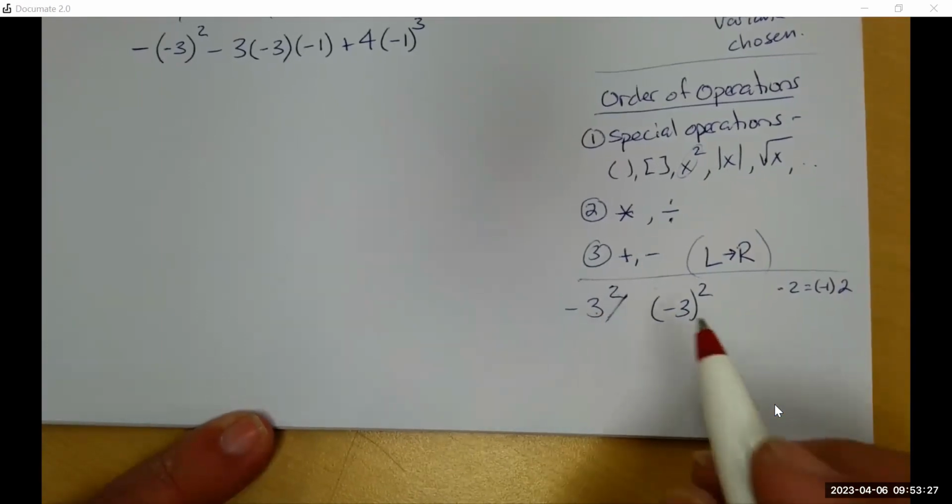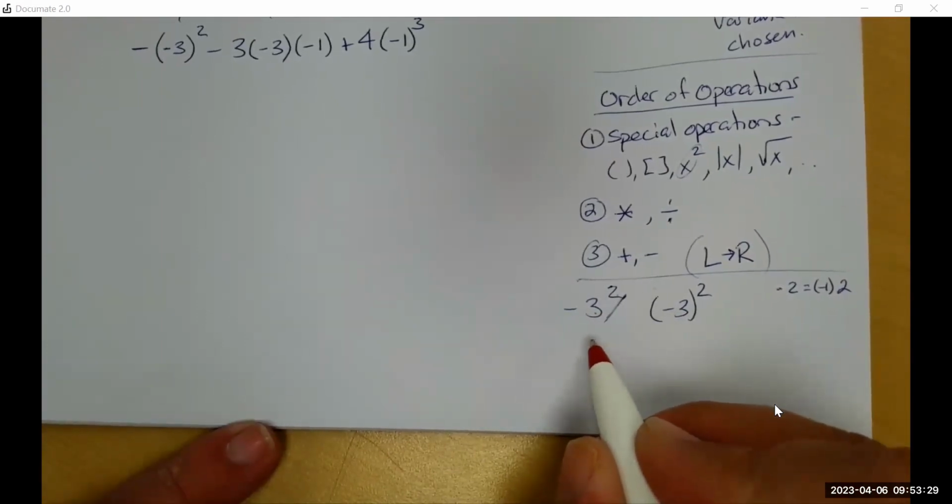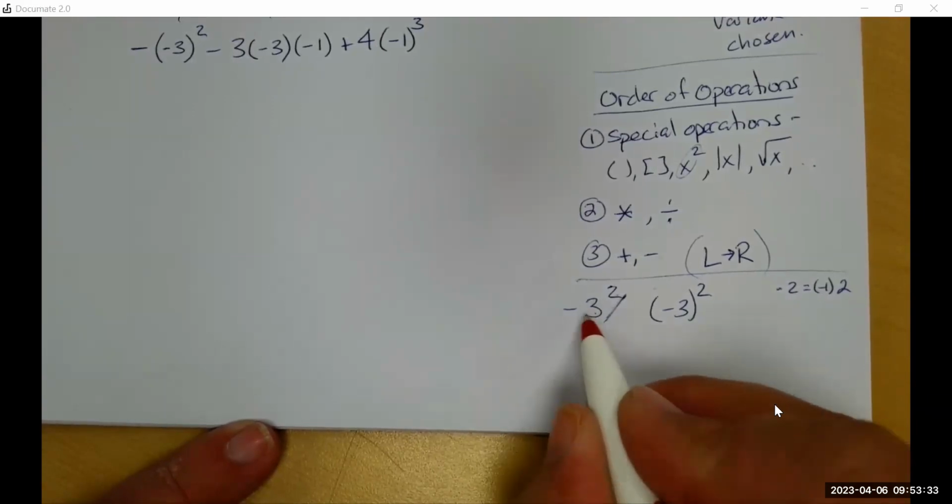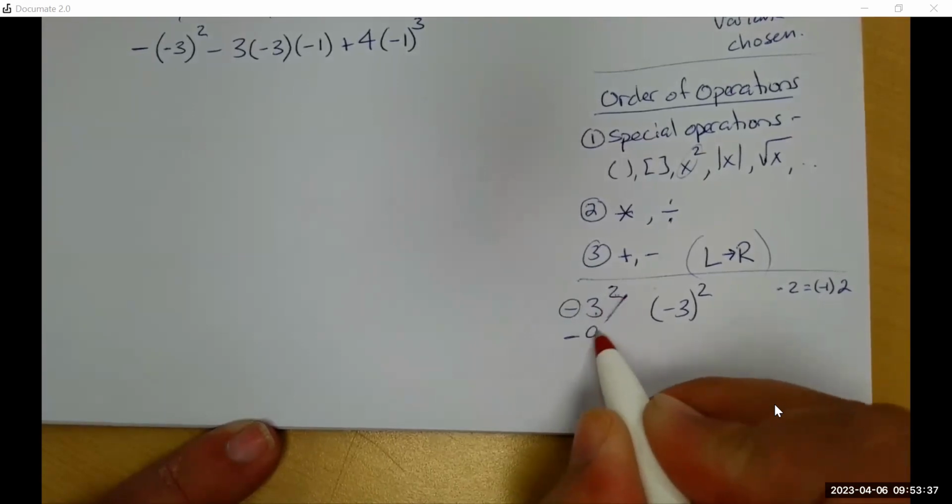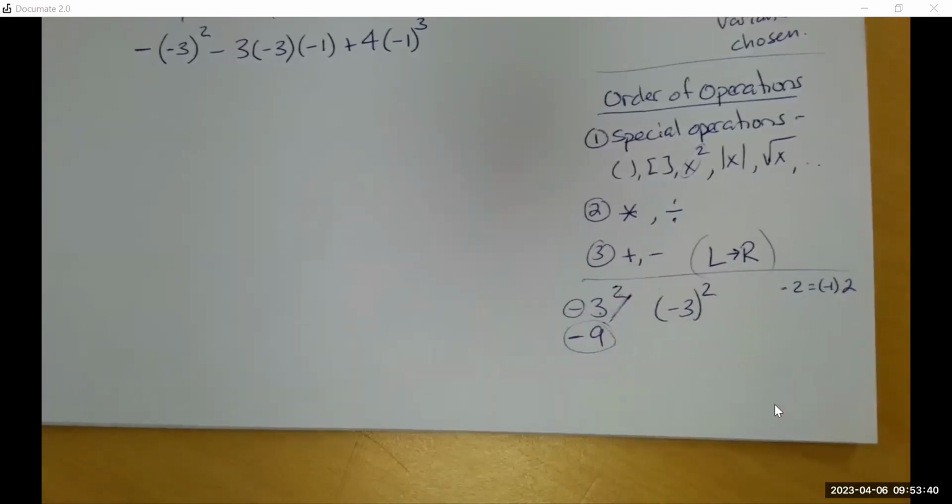So 3 to the power 2 is? Yeah, because this would be 9. The negative stays out there. And 3 squared is 9. So the answer is -9.